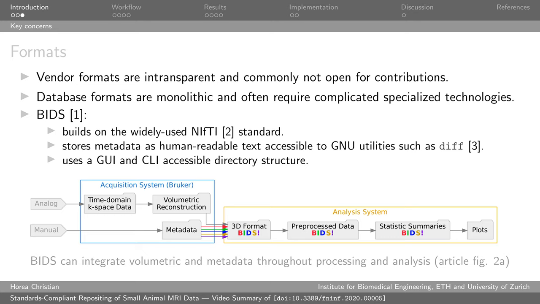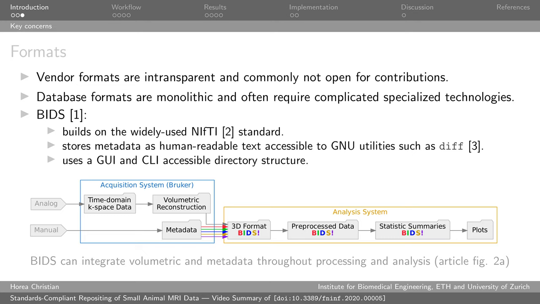And this has the huge advantage that they are accessible to basic GNU utilities, which you will find on any Mac or any Linux distribution, such as diff, for instance, to compare versions, and this makes interaction a lot easier. In addition to that, BIDS also contains a specification for the directory hierarchy, and the directory hierarchy is, of course, a very intuitive and ubiquitous mode of organization.